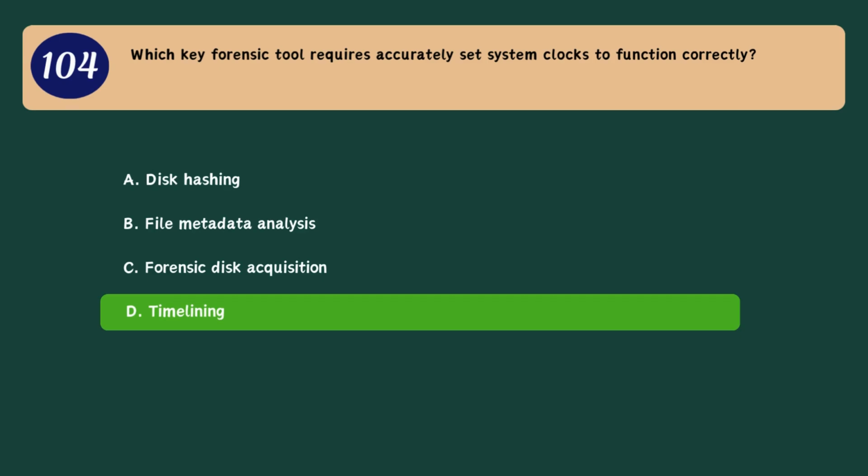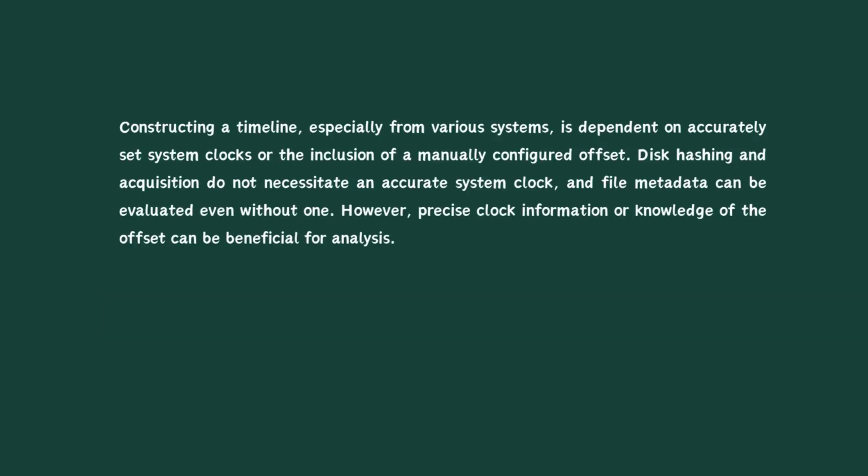Correct answer. D. Timelining. Constructing a timeline, especially from various systems, is dependent on accurately set system clocks or the inclusion of a manually configured offset. Disk hashing and acquisition do not necessitate an accurate system clock, and file metadata can be evaluated even without one. However, precise clock information or knowledge of the offset can be beneficial for analysis.